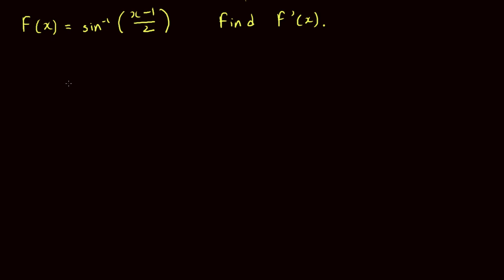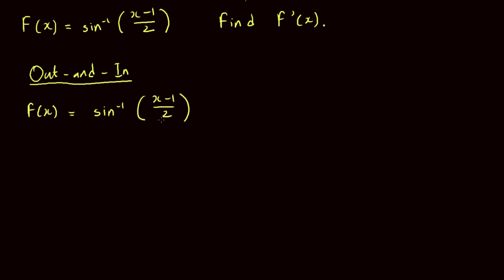Okay, so assuming you guys have paused the video and given it a try, let's try it together. Again, this is very straightforward. We just use the out and in strat, or the strategy, as I like to call it. So the out and in strategy, very simple. f(x) is just equal to sine inverse of (x minus 1) over 2.